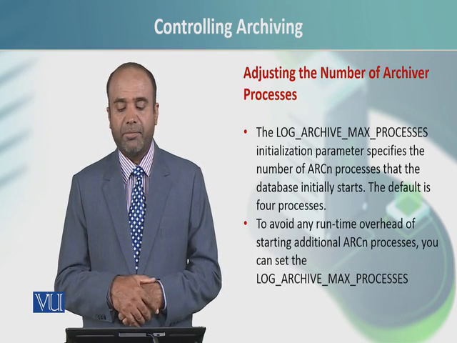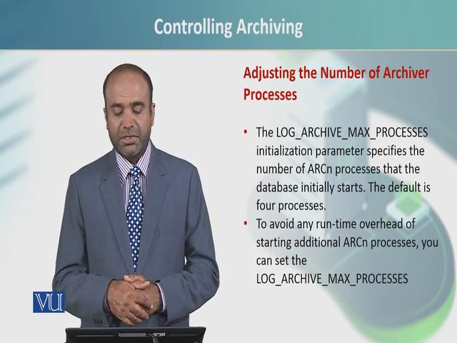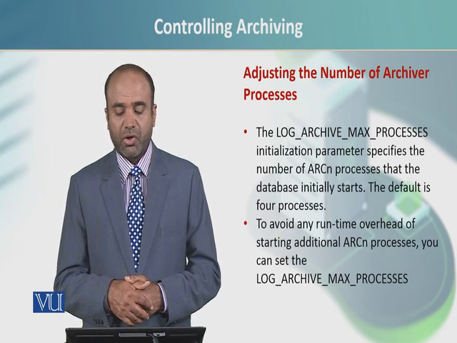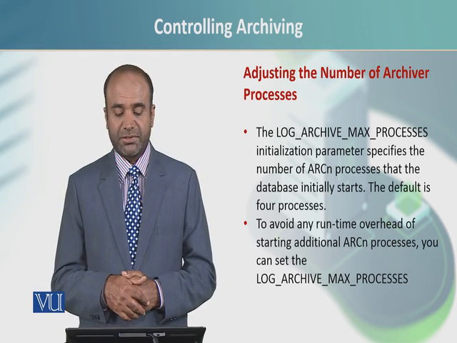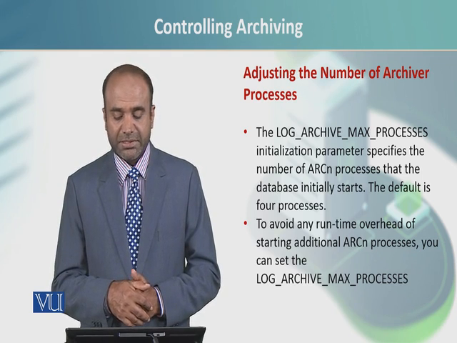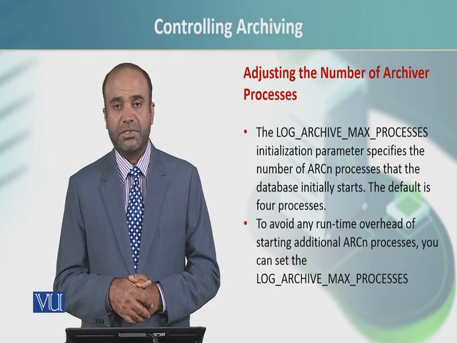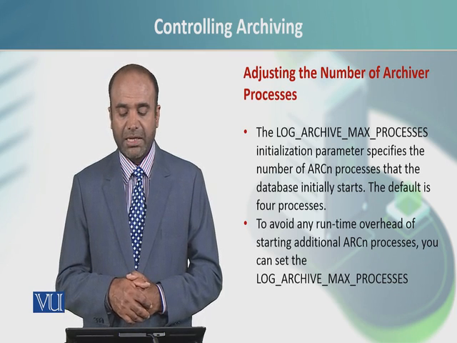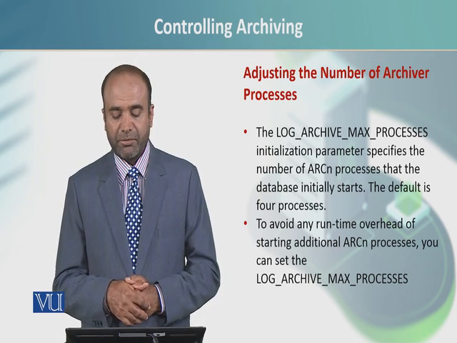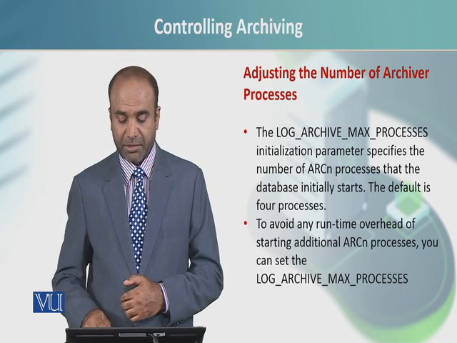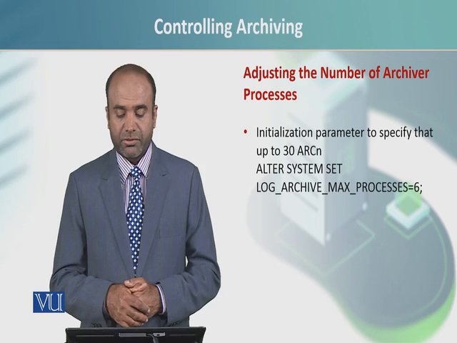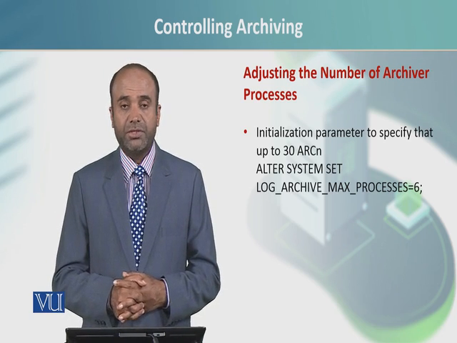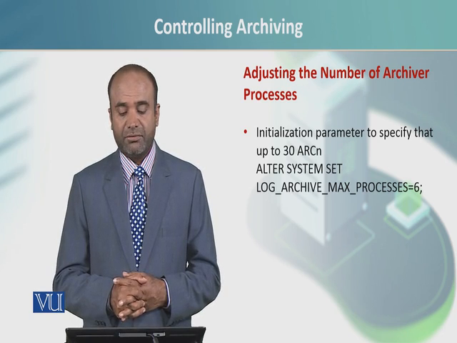Adjusting the number of archiver processes. For example, we have an initialization parameter called log_archive_max_processes. It is the number of ARCn processes that the database initially starts; the default is 4 processes. To avoid any runtime overhead, we can manage this with log_archive_max_processes. So at the end, we can see how we can manage or adjust the number of archivers.